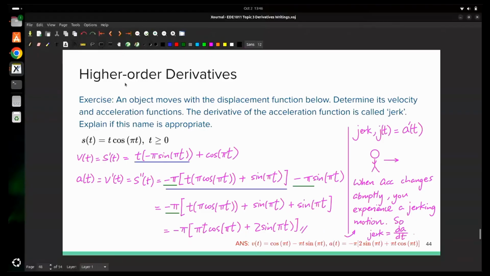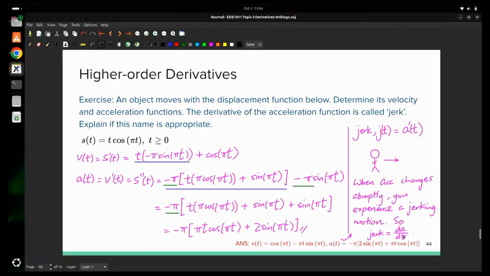Because when acceleration changes abruptly, what does that mean? It means acceleration changes within a very short span of time. So you just have to imagine, right? Let's say you sit in a car, and the driver accelerates. That means the driver keeps on tapping on the acceleration pedal. So what do you experience? You keep on jerking back, right?